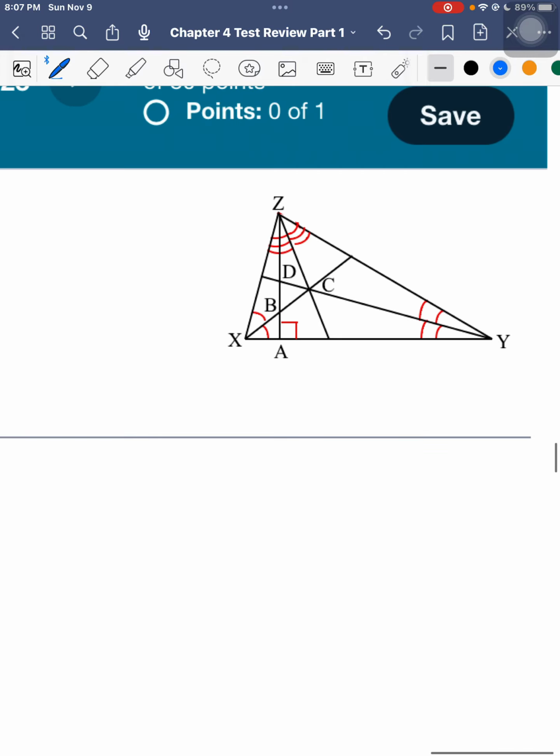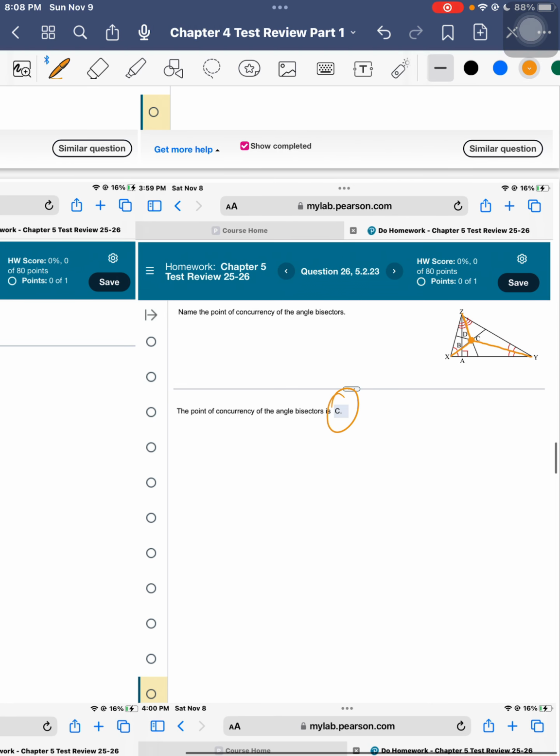So let's look at the angle bisectors here. So I have one angle bisector. Wow, that looks so confusing. Oh, okay, it's right here, I see it. So this CZ is one angle bisector. This XZ is the other one. And this YC is the other one. So where do they all meet up? Point C. So point C is the incenter. And the point of concurrency of angle bisectors is the incenter.